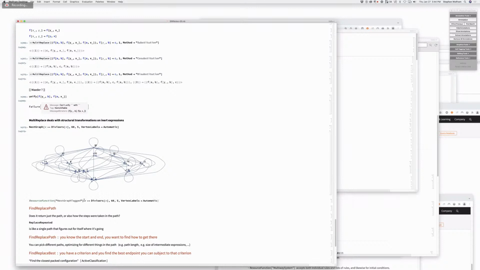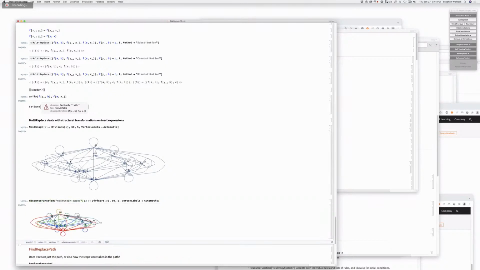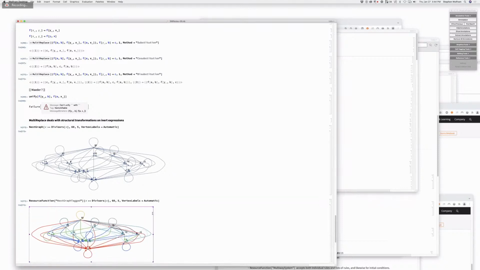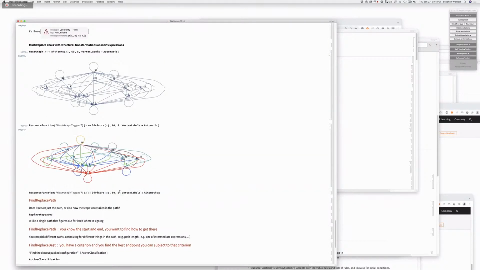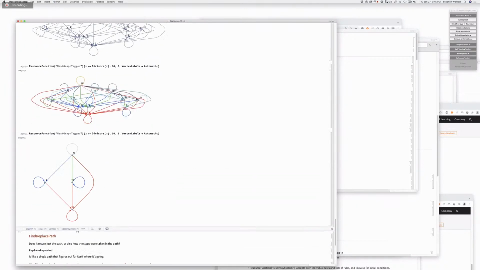I'm not sure we're going to see anything different here, are we? Oh, we are. It's different colors. Okay, so what is that graph, in fact, inside? Has that graph got tagged edges? Is that how it works?